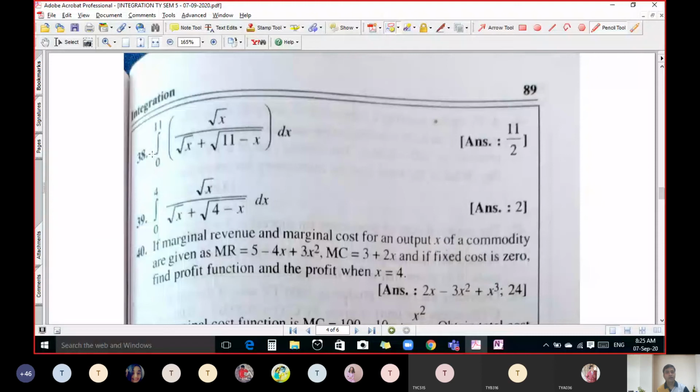Same way, question number 38. It's the same. See, lower limit is 0, upper limit is 11. 0 plus 11 is 11. So here root x and root(11 - x). So the answer is obviously upper limit 11 minus lower limit 0 divided by 2. So the answer is 11 by 2. Same thing here. The answer is upper limit 4, lower limit 0 divided by 2. 4 by 2, that is 2. That is the answer. So you can verify the answer, but in the exam you have to do the steps.